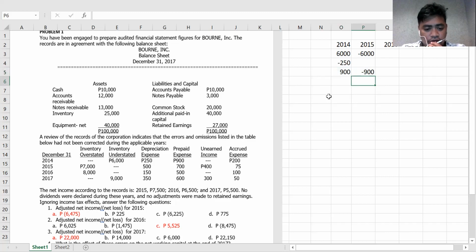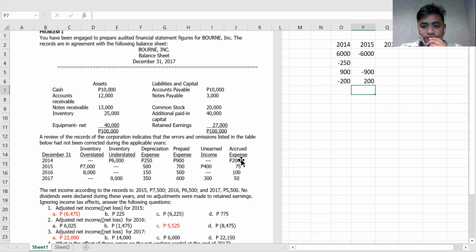Next, accrued expense. If accrued expense is understated, it means you did not record, or you understated, the expense you accrued. If the expense accrued is understated, then net income is overstated by 200. Of course, this is counterbalancing, so it is an addition in the next period.